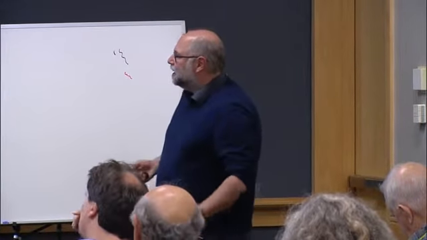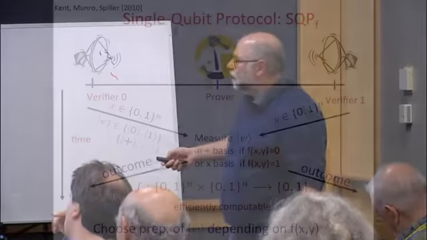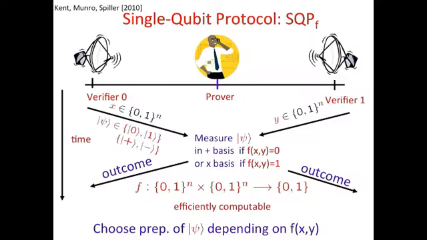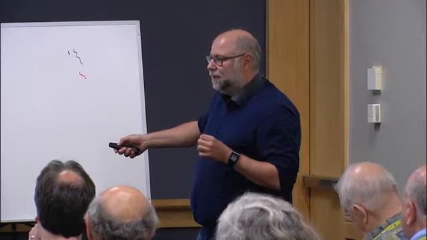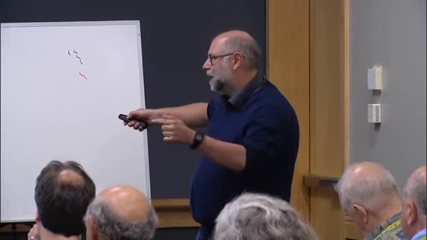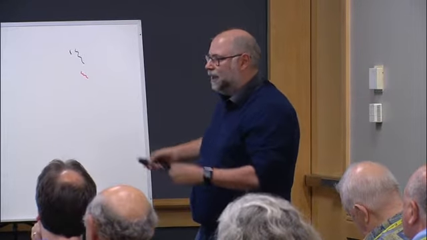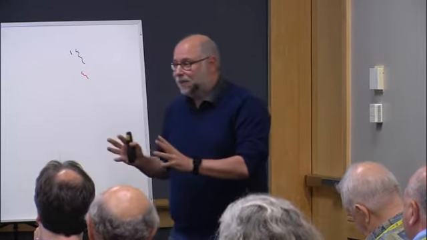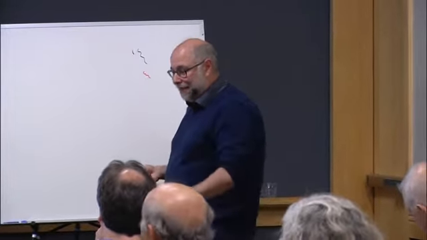But actually, that turns out to be not a problem, because you can time it in such a way that first you send the slow qubit to the prover, and then when it arrives at the right location, well, slightly before that, you send your x and your y at the speed of light, because those are classical, and those you can actually send at the speed of light.